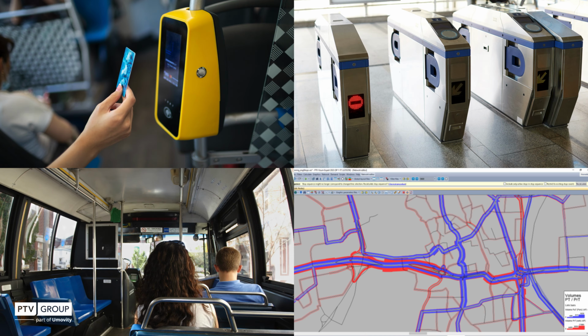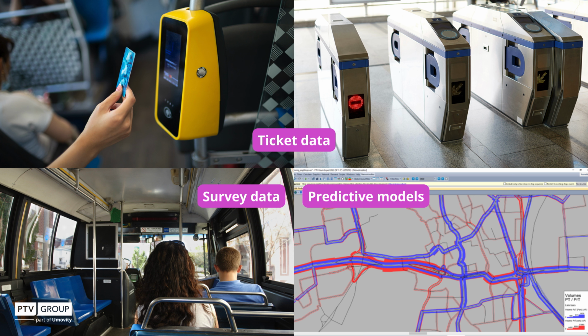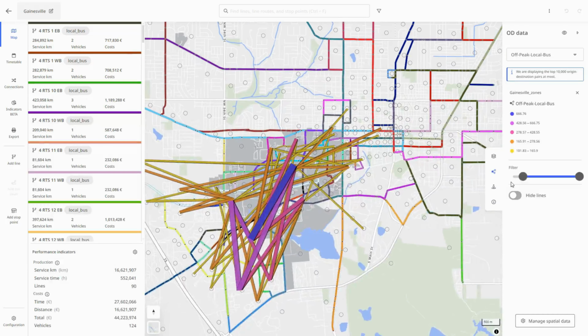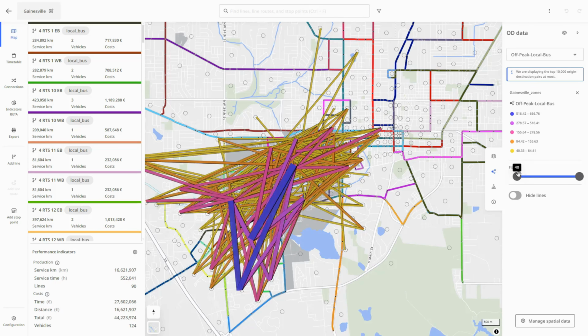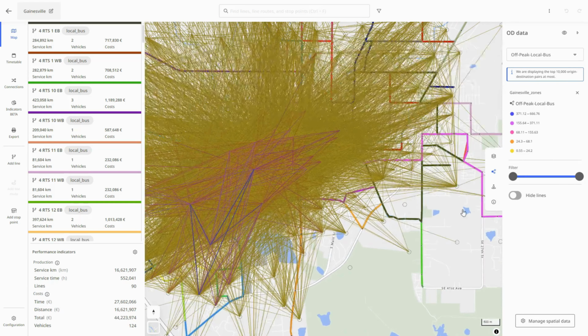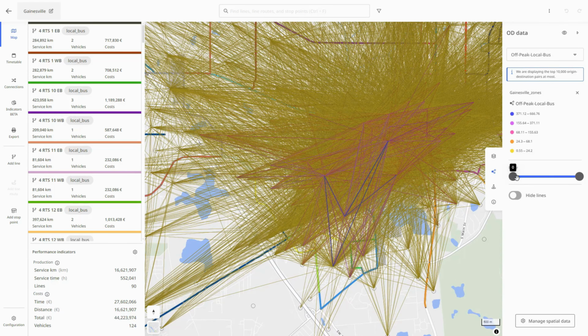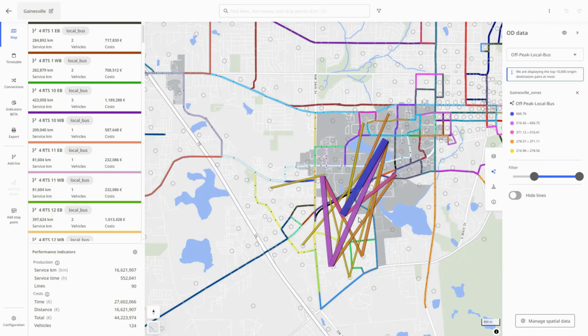This data can be collected from multiple sources, such as check-in, check-out ticket systems, survey data, or predictive models. After importing origin-destination data into PTV Lines, you can visualize how many passengers want to travel between neighborhoods. This helps us identify key corridors with the highest demand.